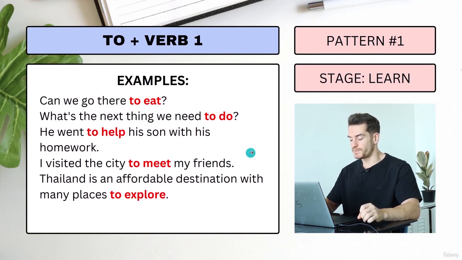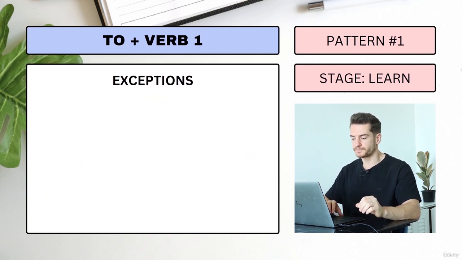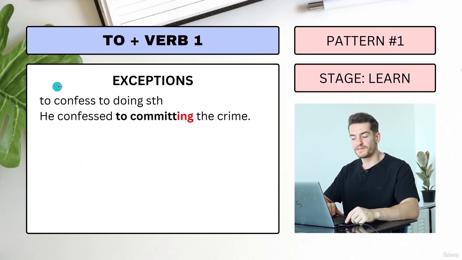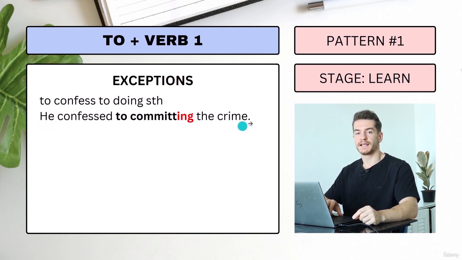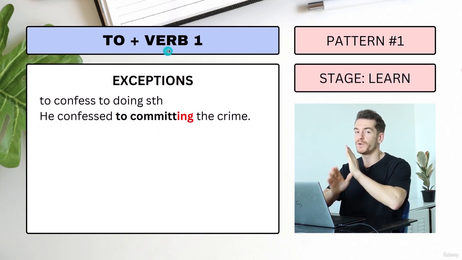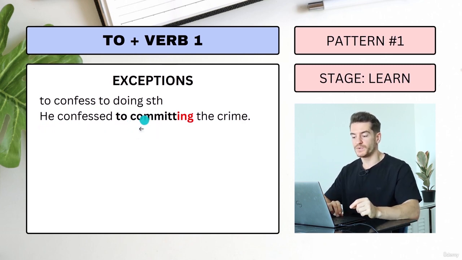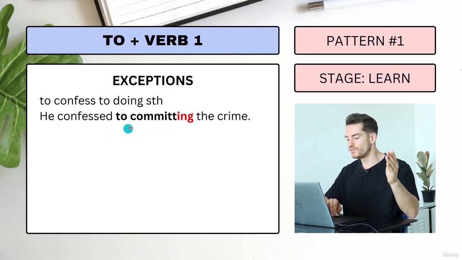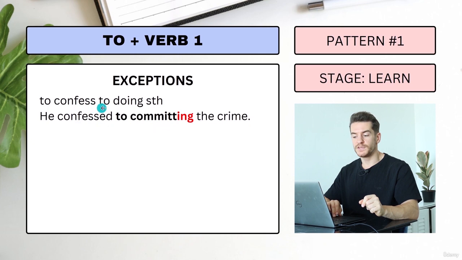Now guys, there are some exceptions to this rule. However, you don't see them very often, but I want you to know. So the first one is to confess to doing something. To confess means you say that you did that thing. So look here guys, he confessed to committing the crime. So we've got to, but we don't have verb 1 here. We say committing. So you could say he confessed to committing. He confessed to doing. He confessed to running. Guys, when we have confess, we use to plus verb ing.